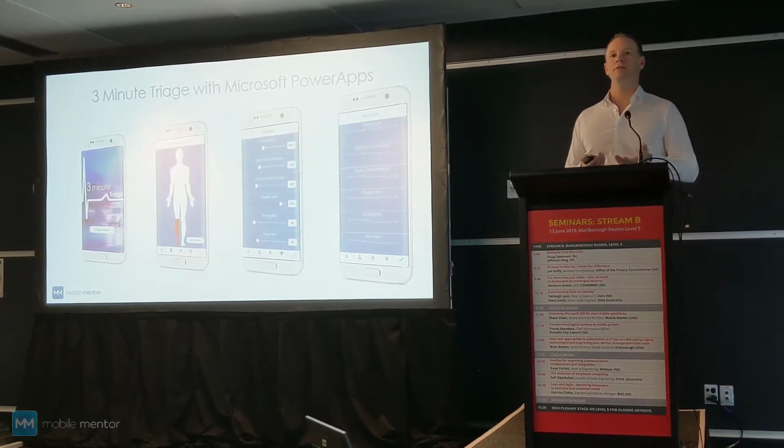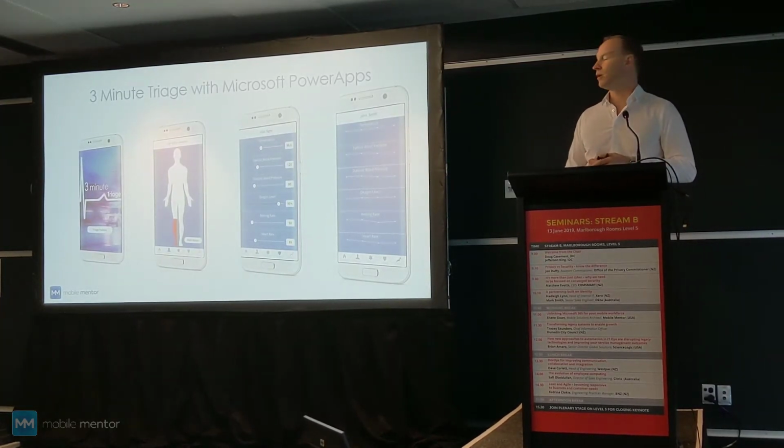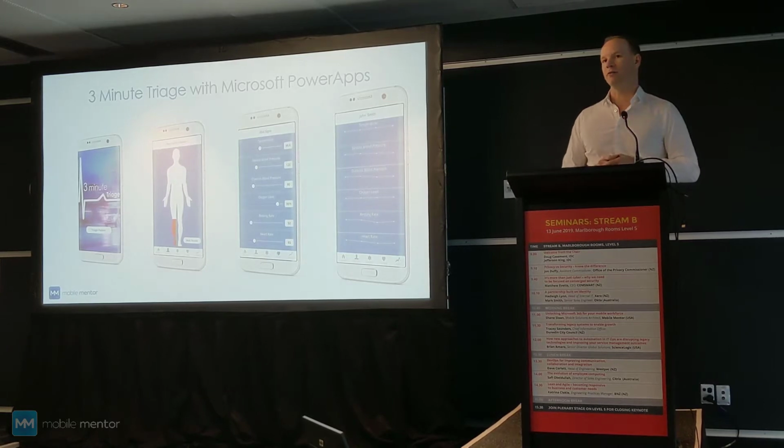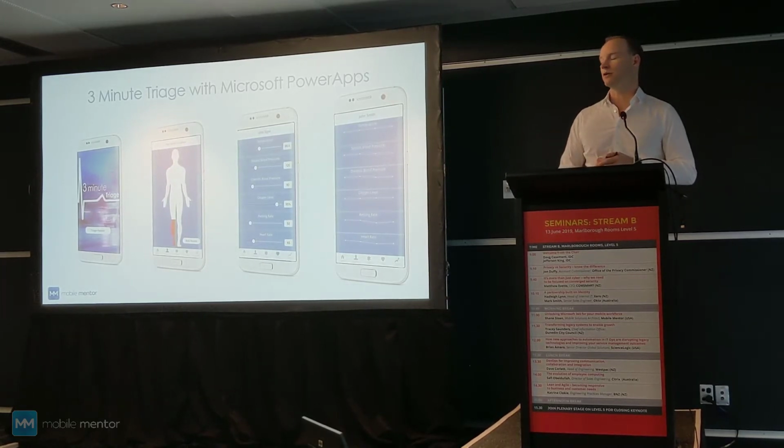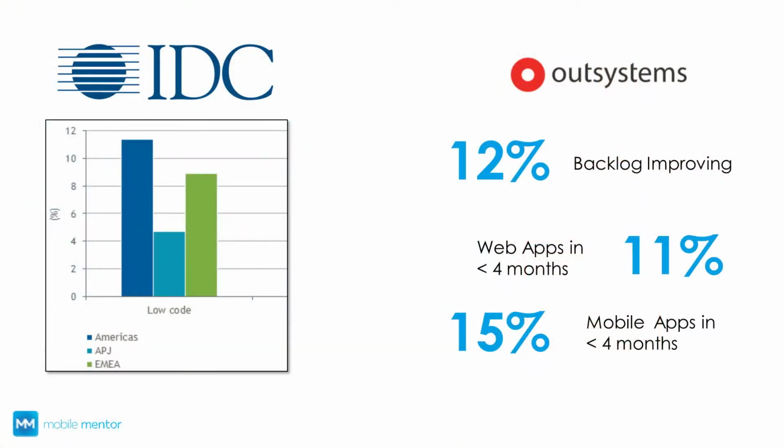Low-code development is something that's starting to gain traction a lot in the IT industry. And what we found in some IDC research this year is that low-code developers in the United States represent 11.3% of developers, whereas in the APJ region it's only 4.7%. To back that up, another vendor that's outside, I think right over there, they've got a booth, is OutSystems.